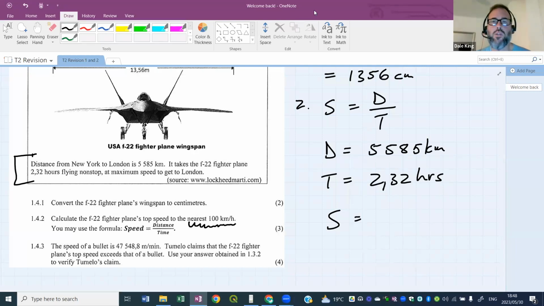Everyone should be putting it into their calculators, the distance and their time, and telling me a speed. Sure. Kia Tilly's got an answer there. 2,400 kilometers per hour. Can you imagine? 2,400 kilometers per hour. Guys and girls, that's insane. It'll get you from New York to London in 2.5 hours. That's incredible.